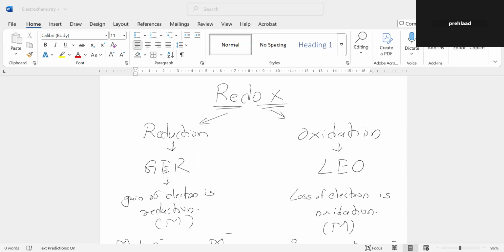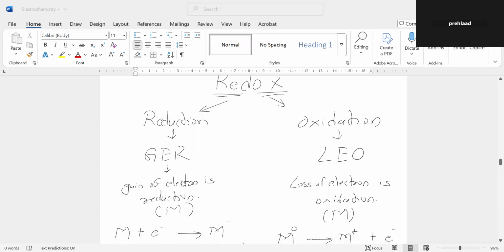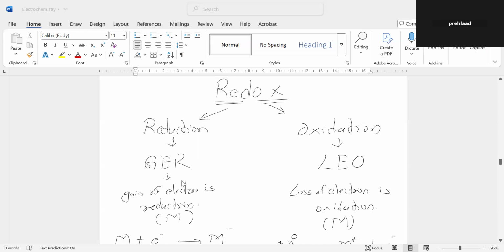Reduction basically means gain of electron, and oxidation means loss of electron. In your textbook, you will come across a term, LEO says GER. In your school, they'll teach you LEO says GER. So basically, LEO indicates oxidation, GER indicates reduction. GER means gain of electron. LEO means loss of electron. Loss of electron is oxidation, gain of electron is reduction. Can you write that? Yeah, we're done.